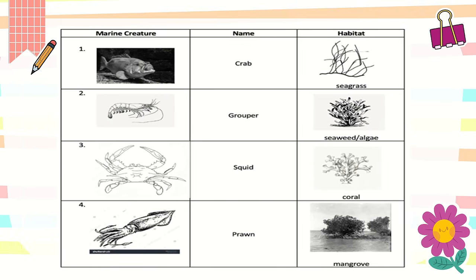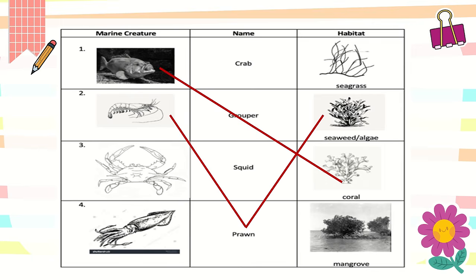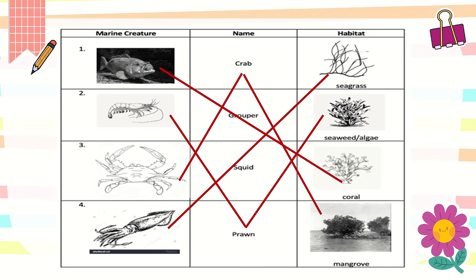Let us now check. For the first marine creature, we have grouper, and its habitat is the coral. The second one is prawn, and its habitat is seaweed or algae. For the third marine creature, we have crab, and its habitat is mangrove. And the fourth one is squid, and its habitat is seagrass.